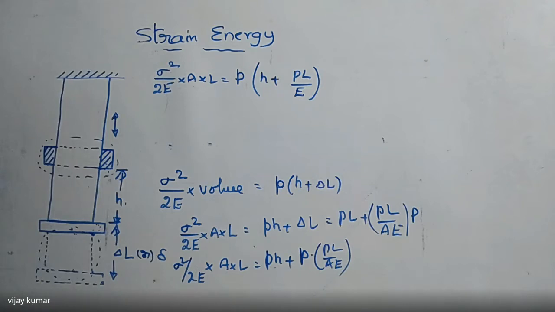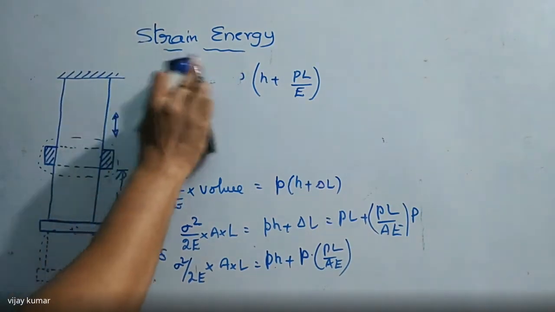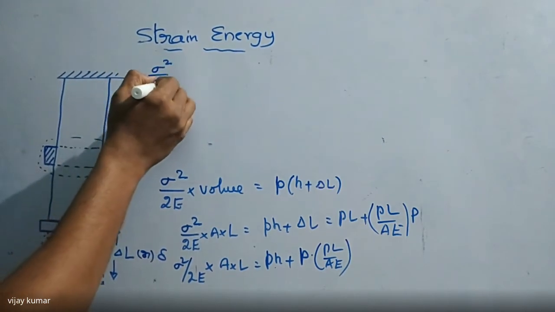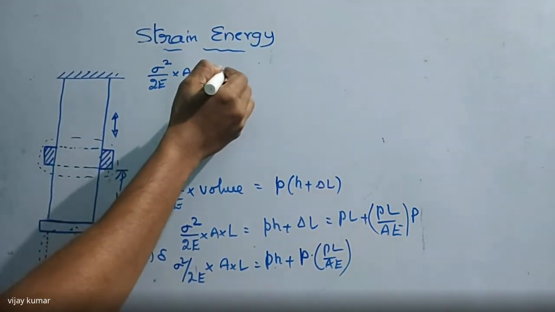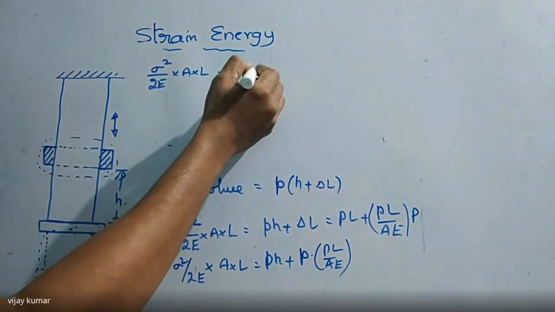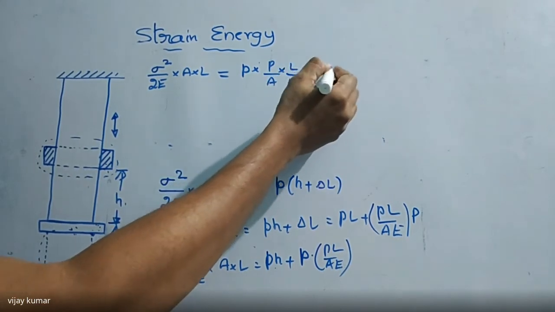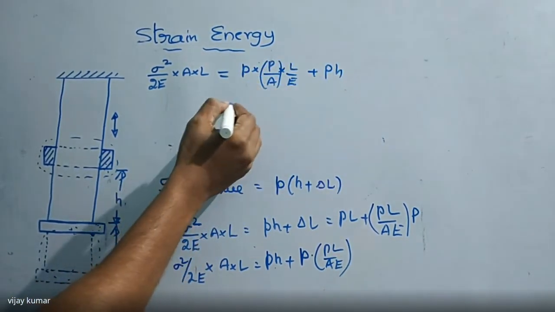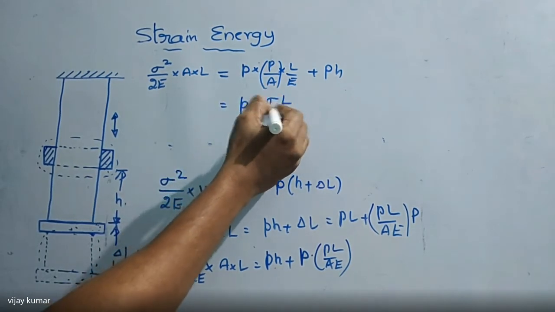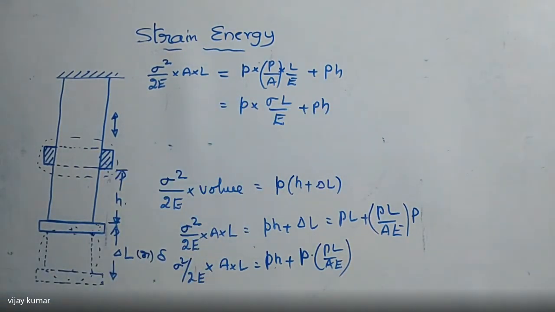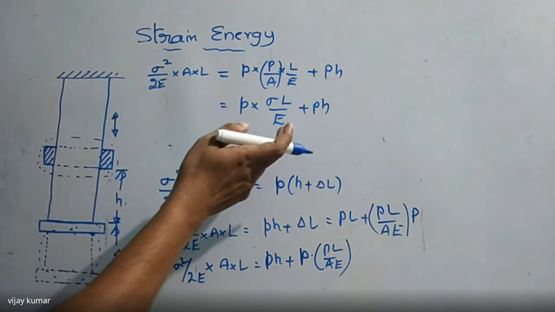Then I'm writing here P square divided by, that is nothing but stress. Right? I can write it like this: sigma square by 2E into area into L is equal to P into P by A into L by E plus P into H. So this is nothing but sigma. So I am writing P into sigma into L by E plus PH. Do you get my point or not?